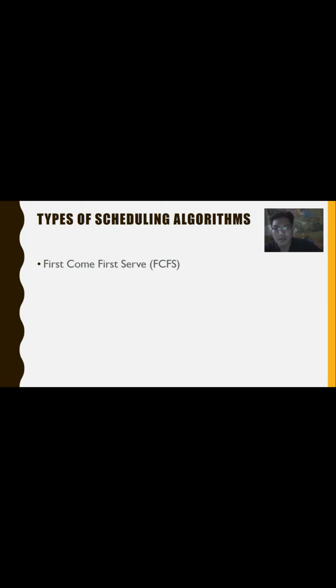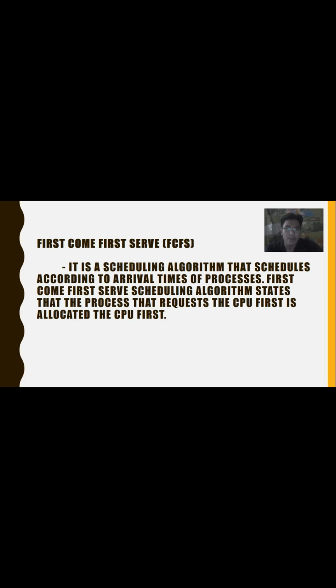So let's proceed to the types of scheduling algorithms. We have here the first come first serve and the shortest job first. First, we discuss first come first serve. It is a scheduling algorithm that schedules according to arrival times of processes. First come first serve states that the process that requires the CPU first is allocated the CPU first. So it means the process which arrives first gets executed first.